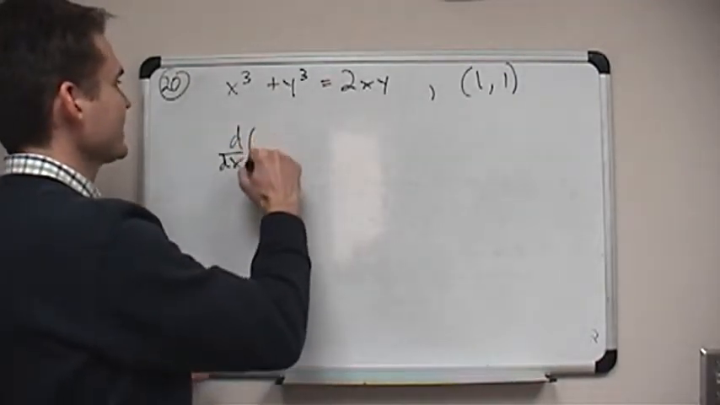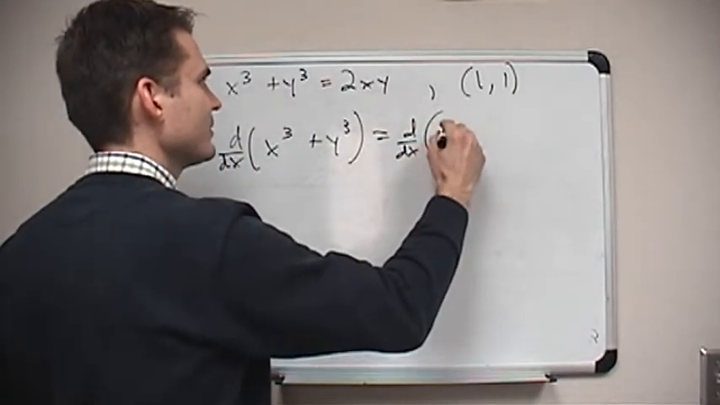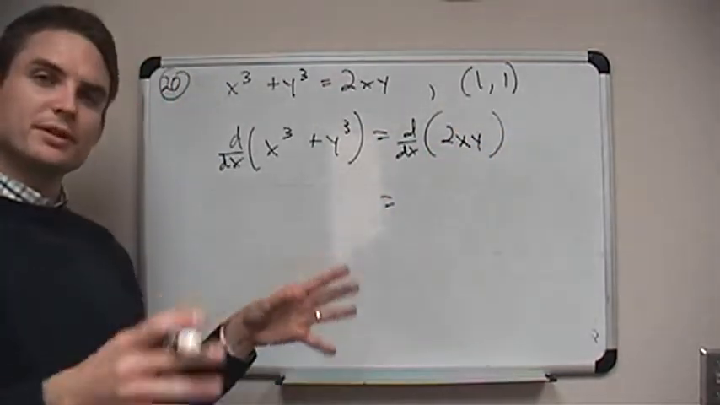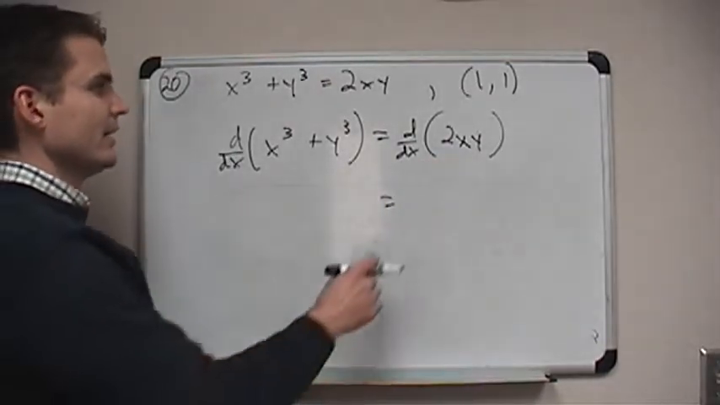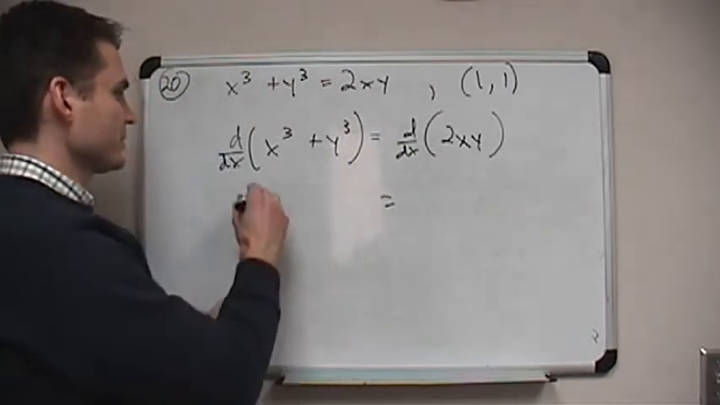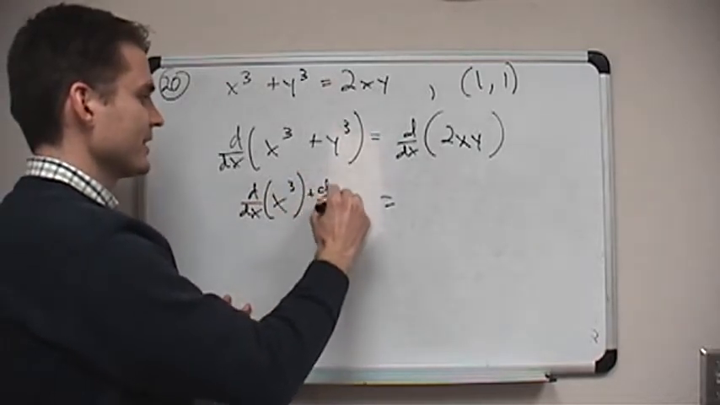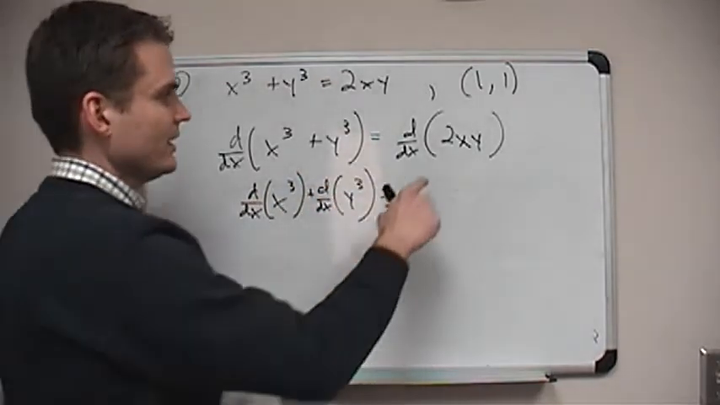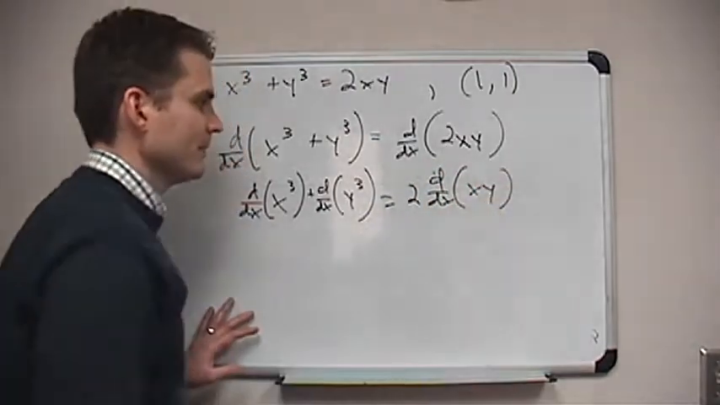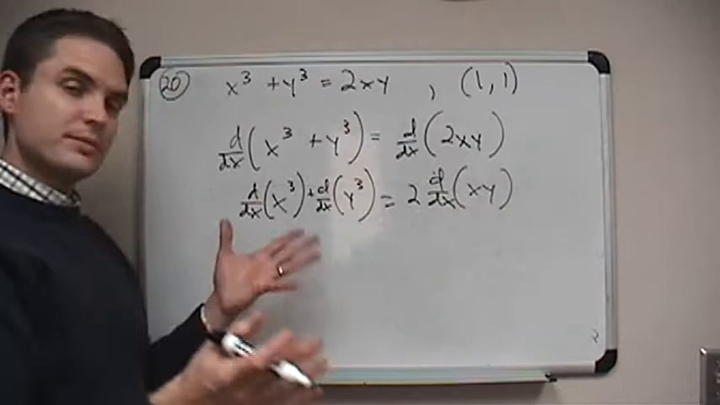So I take d/dx of the left side and set that equal to d/dx of the right side. And again, not too bad. We're going to have to use a product rule over here, it looks like. But right away I can start using some of my basic rules. This is the derivative with respect to x of x cubed plus the derivative with respect to x of y cubed. And over here I've got 2 times the derivative of xy. So remember, I factor that 2 outside. Well, just use the rules we've got.